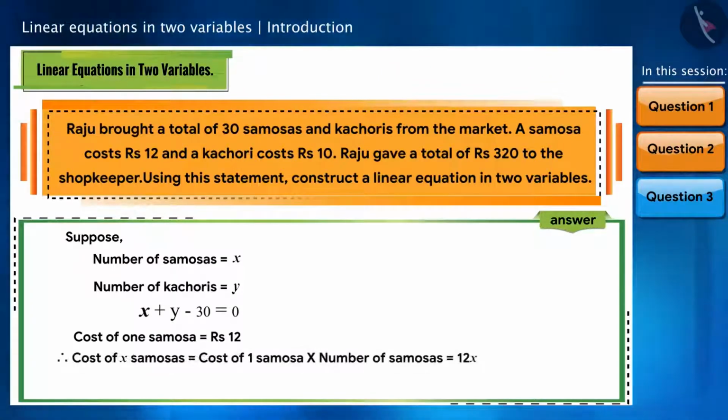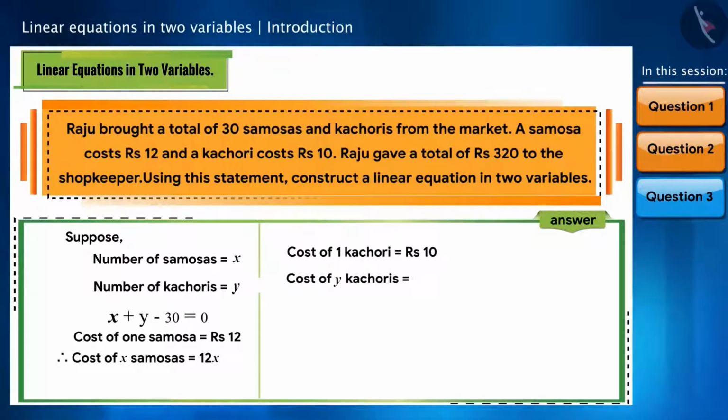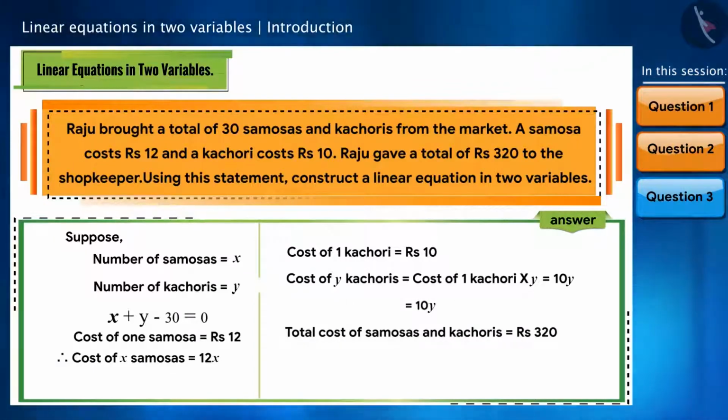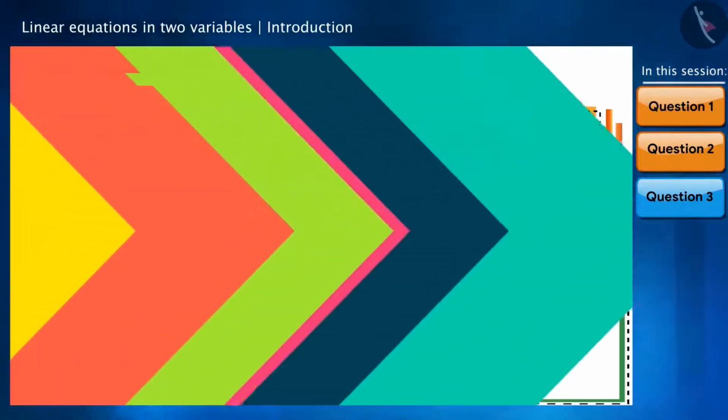We will multiply the cost of one samosa by the number of samosas. So this will become 12x. Similarly, the cost of y kachoris will be 10y. Total cost of samosas and kachoris is rupees 320. So, we will write this as 12x plus 10y is equal to 320 or 12x plus 10y minus 320 is equal to 0. Let's go ahead and see the next question.